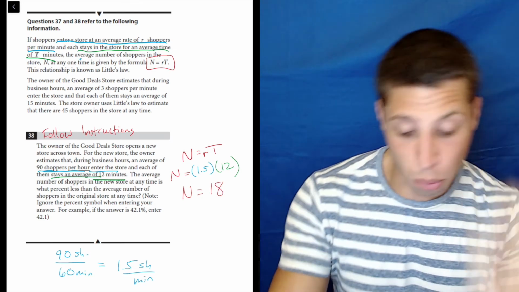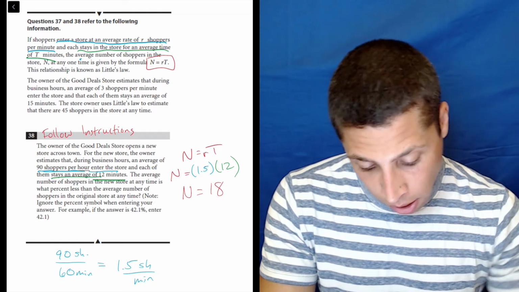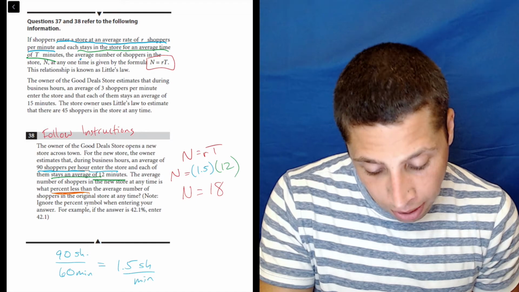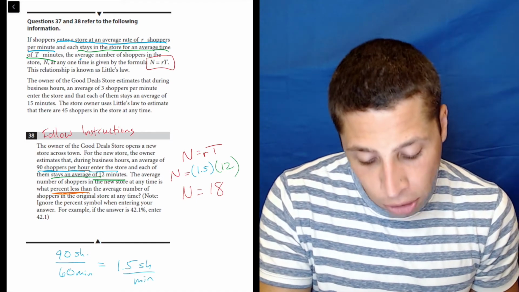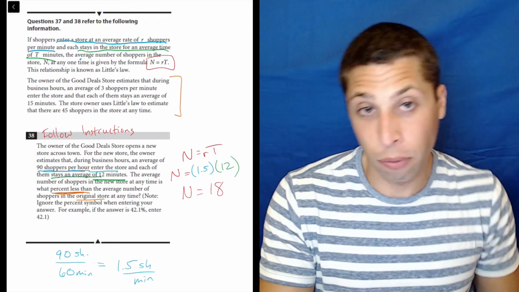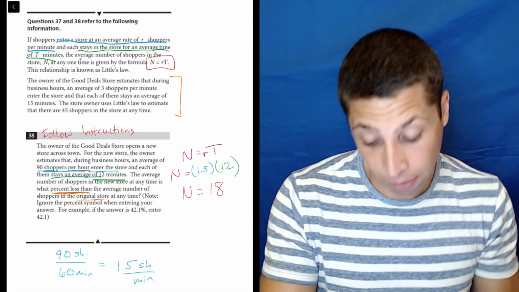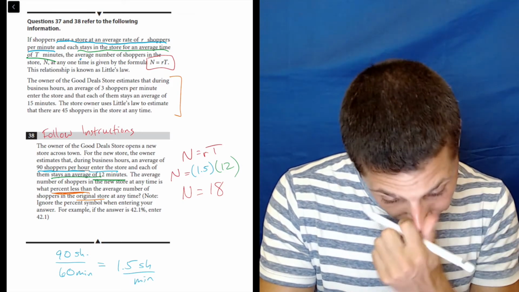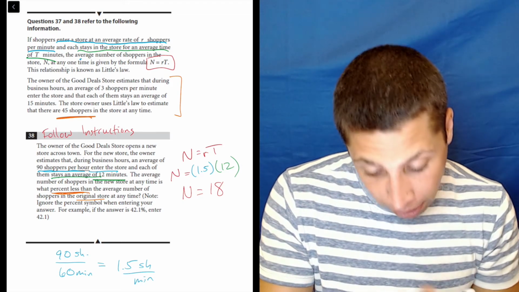But they're asking for more from us, right? They're saying the average number of shoppers in the new store at any time is what percent less than the average number of shoppers in the original store. Now, luckily, for the original store, they do all the work for us. They explain it in the second paragraph. So the N value for them is 45, right?